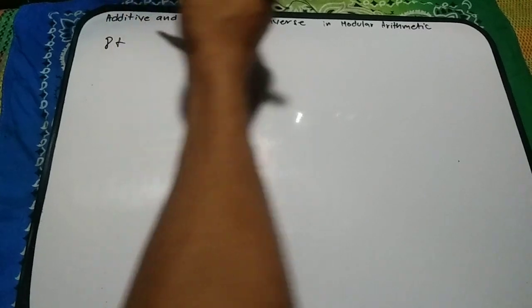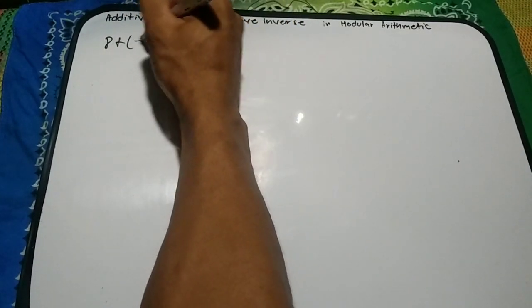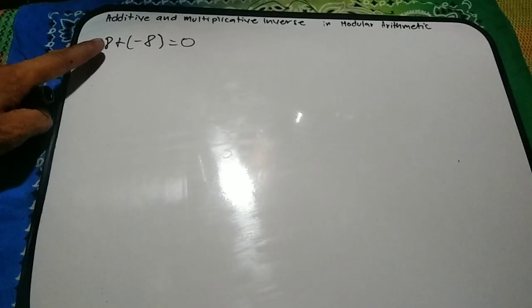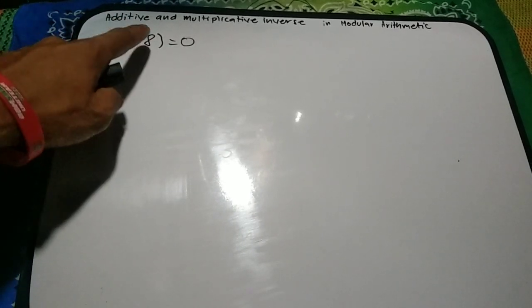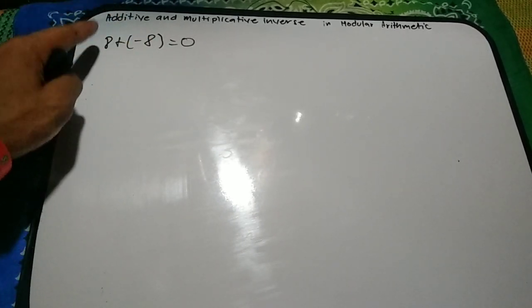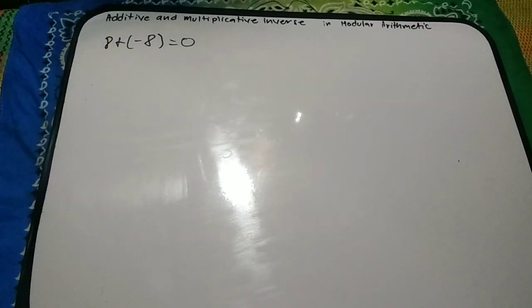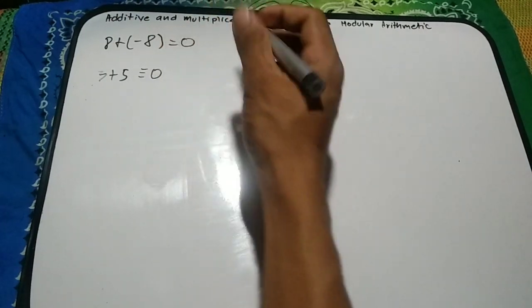Recall that if the sum of two numbers is 0, then the numbers are additive inverses of each other. For instance, 8 plus negative 8 equals 0. 8 is the additive inverse of negative 8. Negative 8 is the additive inverse of positive 8. So this concept applies in modular arithmetic. For example, 3 plus 5 is congruent to 0.